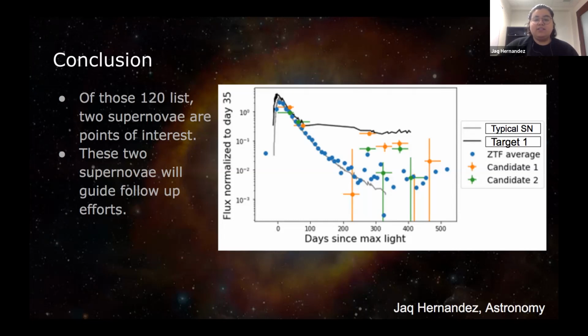And on average, all of those tend to look like what we expect to see. And in the orange and the green, those are our 2 points of interest. These 2 supernovas look very much like our target 1. And so these supernovas will require even more follow-ups to really delve in and learn more about them.